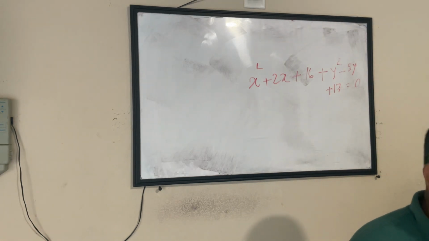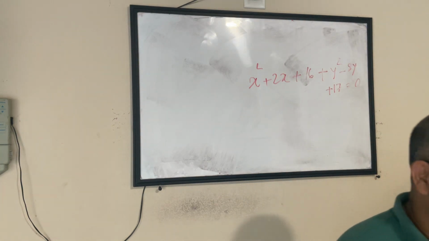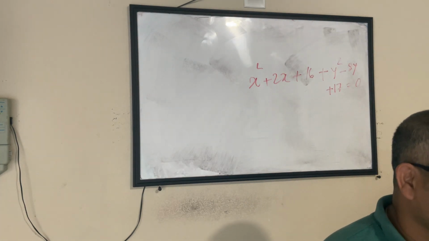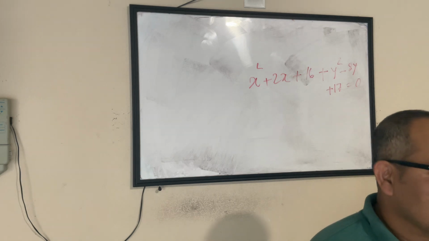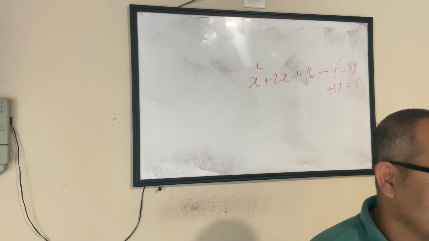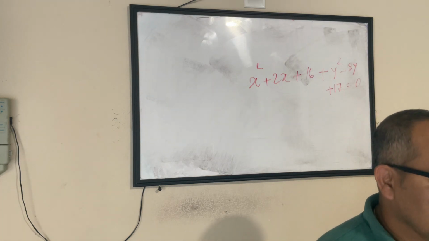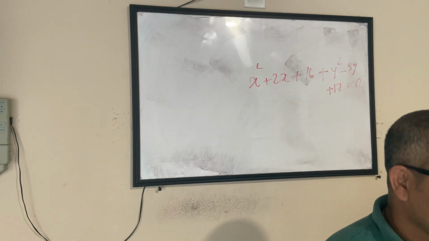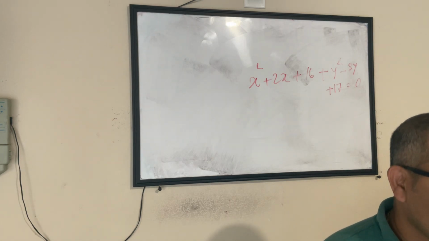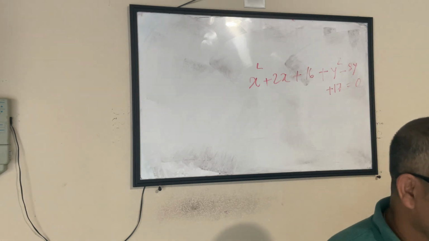Let's go to Yaganya. 11 9s are 99. 12 7s are 84. 9 9s are 81. 7 9s are 63. 7 5s are 35. 12 6s are 72. Good job. Let's go to Tanya.